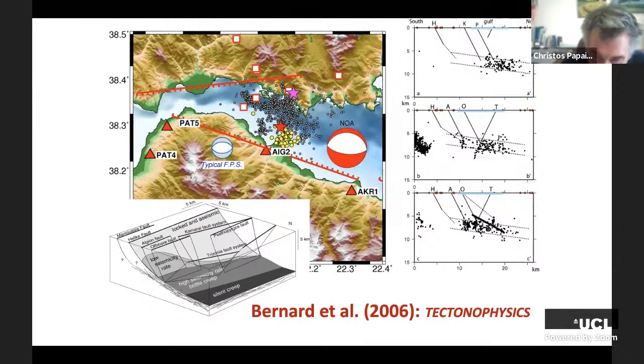So this is the reason why we apply not a single fault parameter, but a system of faults which belong to a rupture zone. Next slide, please.